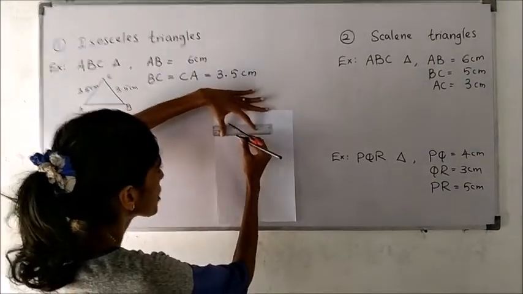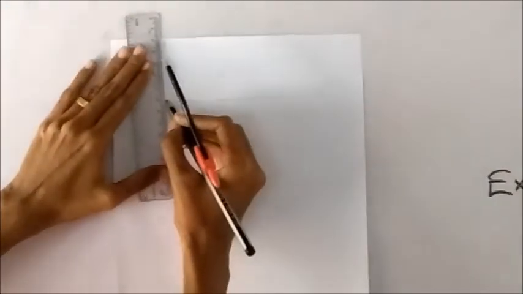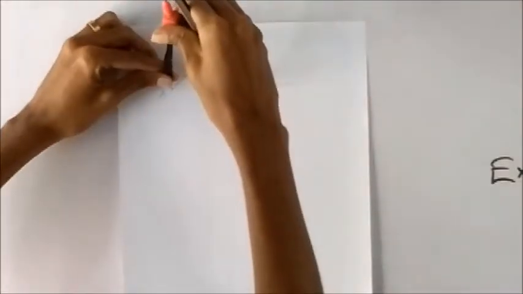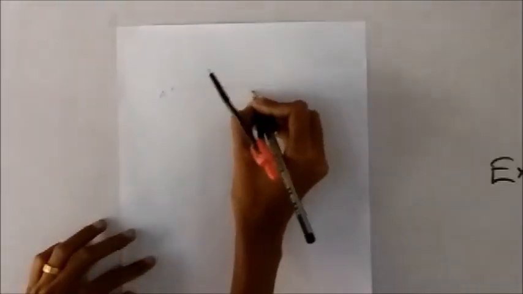Firstly, I am drawing a small line segment and marking the starting point, that is A. Then I am measuring 6 centimeters. Then the line AB should be with the length 6 centimeters. Here I drew the arc segment. This is point B, right? Then the other two sides should be 3.5, no? So measure 3.5 there.